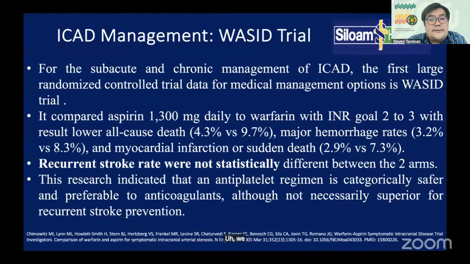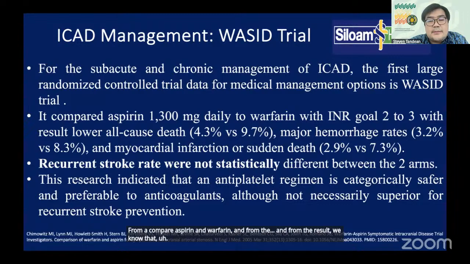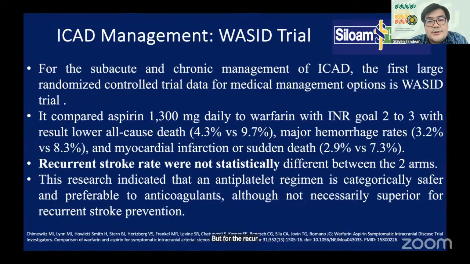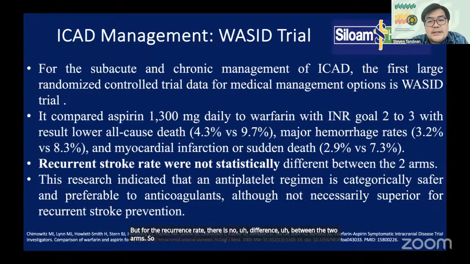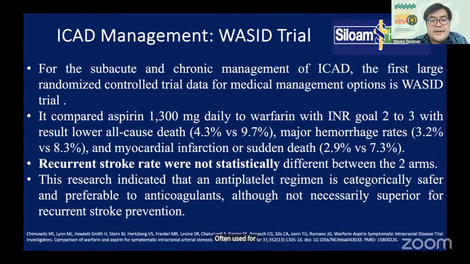We know that the first trial for ICAT is the WASID trial. It compared aspirin and warfarin, and from the result we know that aspirin is superior to warfarin, but for the recurrent stroke rate there is no difference between the two arms. So this research indicates that antiplatelet therapy is superior and often used for the prevention of ICAT.